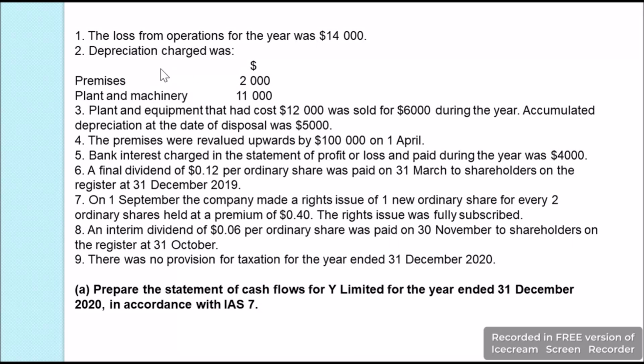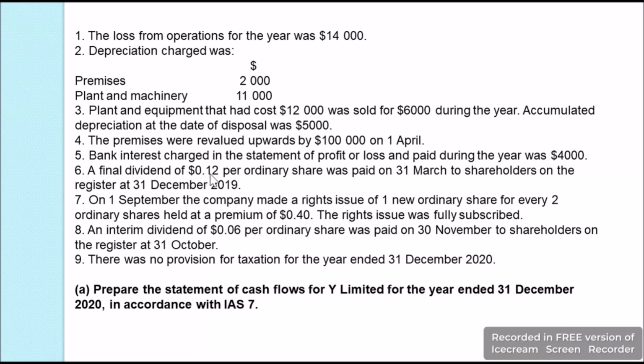Additional information which was provided was the loss from operations for the year was $14,000. Depreciation charge was, for premises, $2,000. For plant and machinery it was $11,000. Plant and equipment that had a cost of $12,000 was sold for $6,000 during the year. Accumulated depreciation at the date of disposal was $5,000. The premises was revalued upward by $100,000 on 1st April. Bank interest charge in the statement of profit and loss and paid during the year was $4,000.